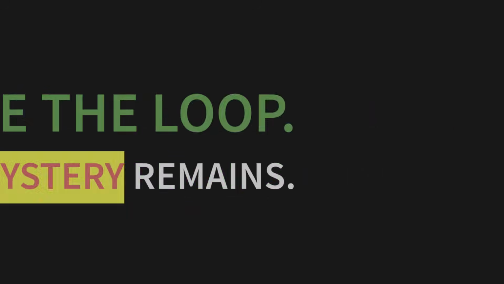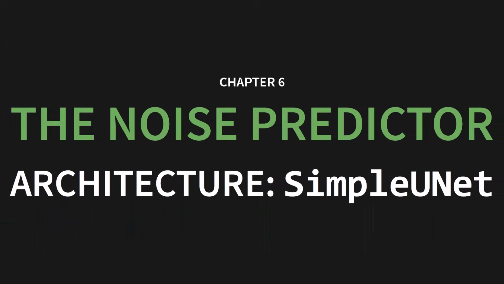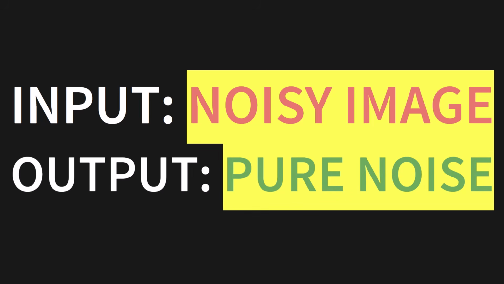The big black box in our code. What is self.model? We need a model, a noise predictor, that can look at a noisy image and tell us exactly what noise was added. The architecture we're going to use for this is called a simple UNet. So what's its job? It's incredibly simple. The input is a noisy image, and the output is the pure noise that was added to it. That's it. That's the entire task. Image in, image out. Whenever you have a task like this, where the input and output are both images of the same size, there is one architecture that absolutely dominates.